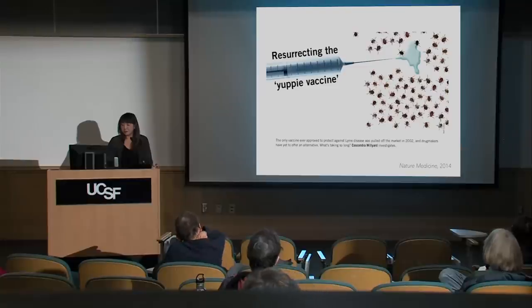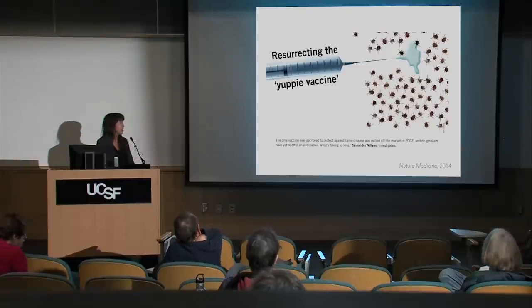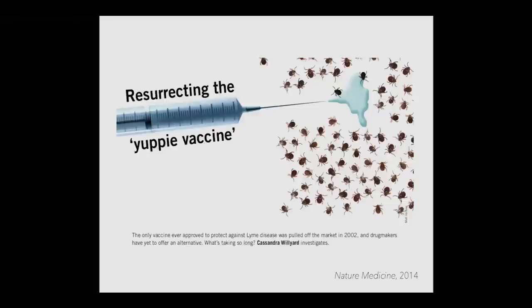And so I'm going to go through this for a bit. There was a vaccine that came out, and I wanted to put up this article that was in Nature Medicine in 2014. I don't have a ton of time today to go through this in great detail, but it's a really interesting and not very long read. I highly encourage everyone to look it up, but it talks through a lot of the political, logistic, and technical challenges associated with getting this vaccine through the pipeline.